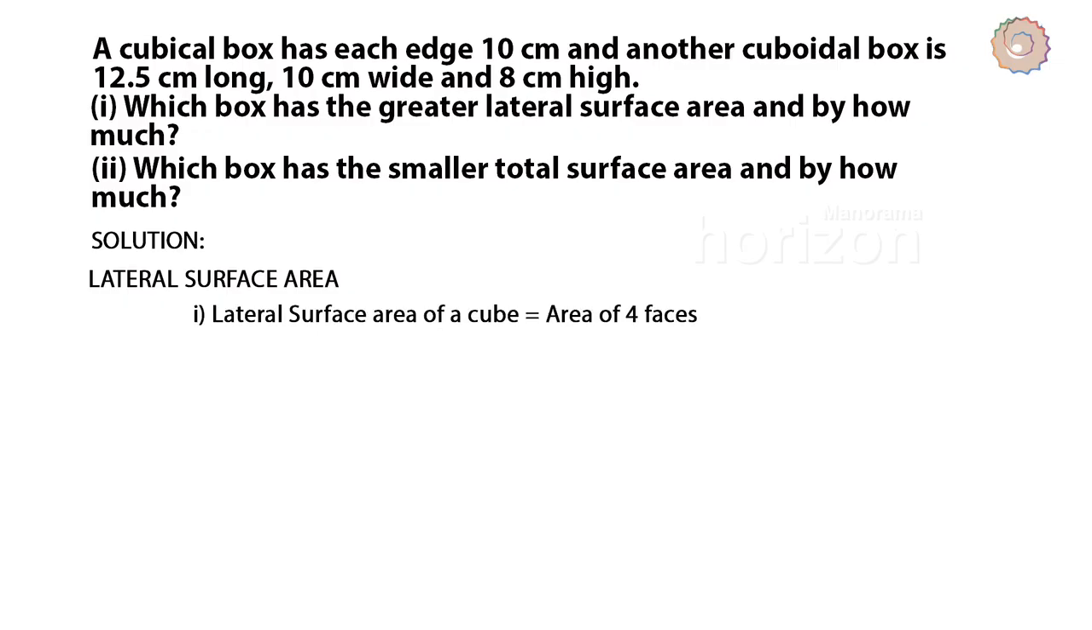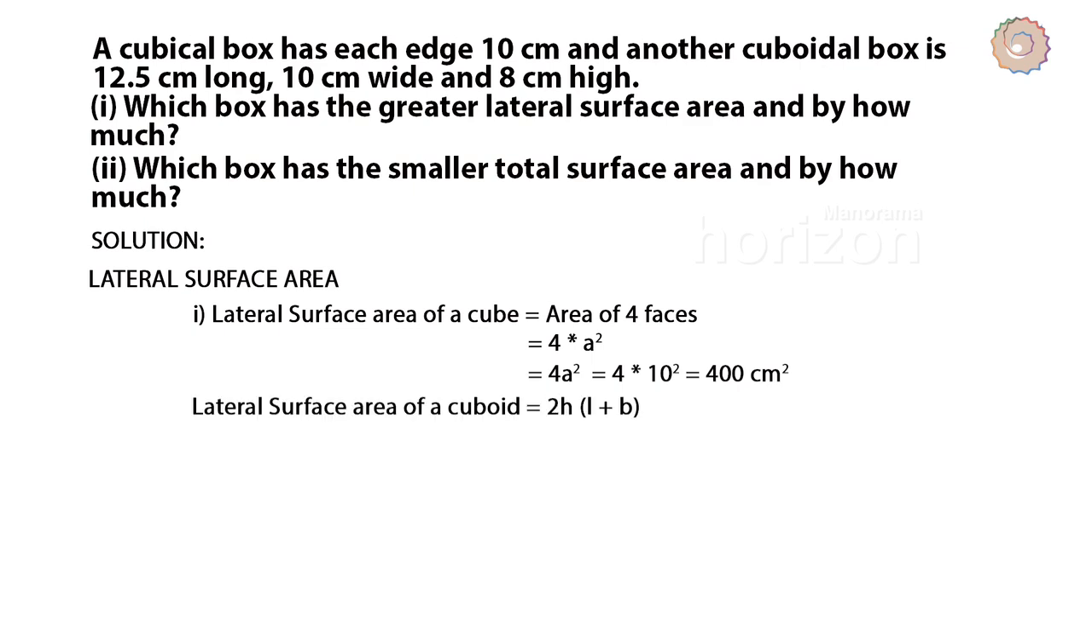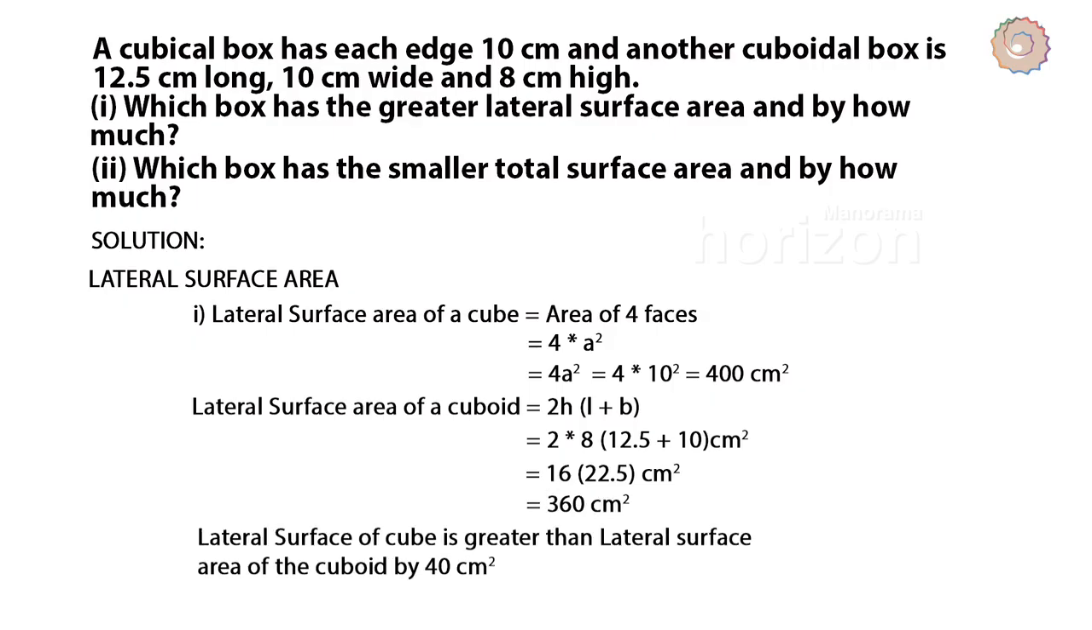So, the lateral surface area of a cube is given by the area of 4 faces, that is 4a square. Substituting the values, you get 4 into 10 square, which is equal to 400 centimeter square. So, how do you find the lateral surface area of a cuboid? The formula for the same is 2h into L plus B. Now, let us plug in the values. We get 2 cross 8 multiplied by 12.5 plus 10 centimeter square. Solving the same, we get 360 centimeter square. Therefore, the lateral surface area of the cube is greater than the lateral surface area of the cuboid by 40 centimeter square.